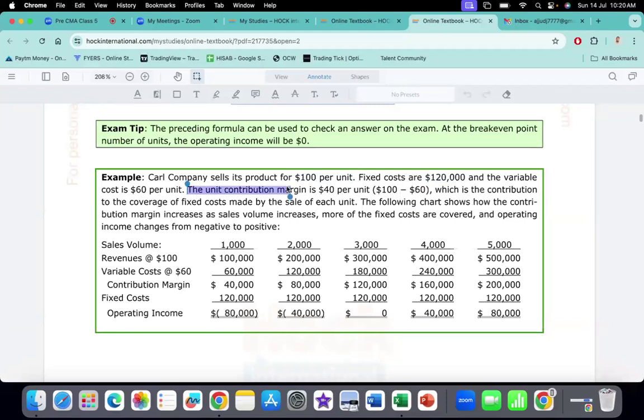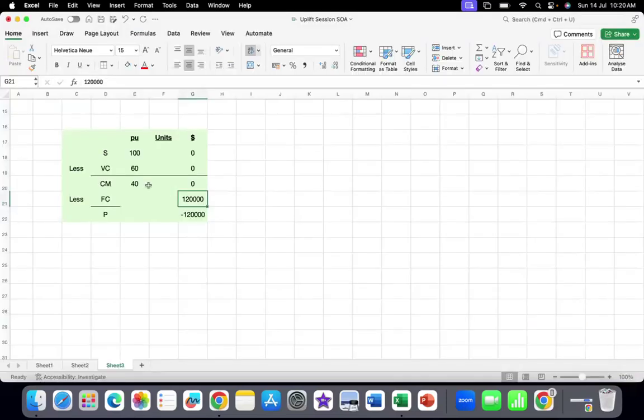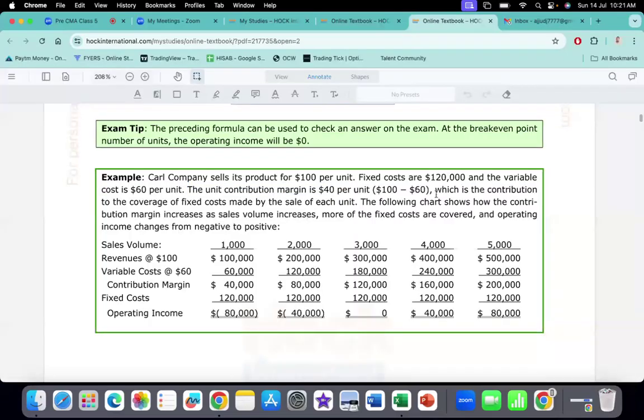The contribution margin is 40 per unit. Even if that is not given to you, you can calculate it. 100 minus 60 is 40. The contribution margin is 40 per unit, which is the contribution to the coverage of the fixed cost made by the sale of each unit.